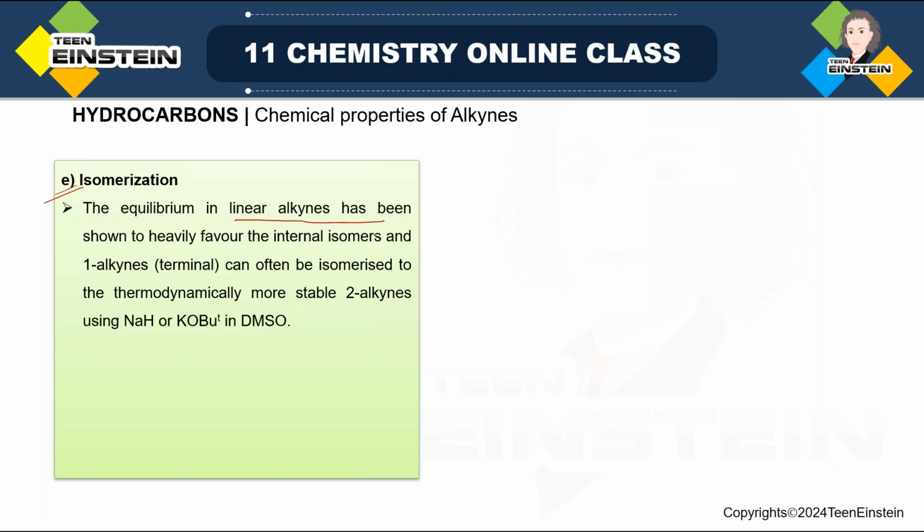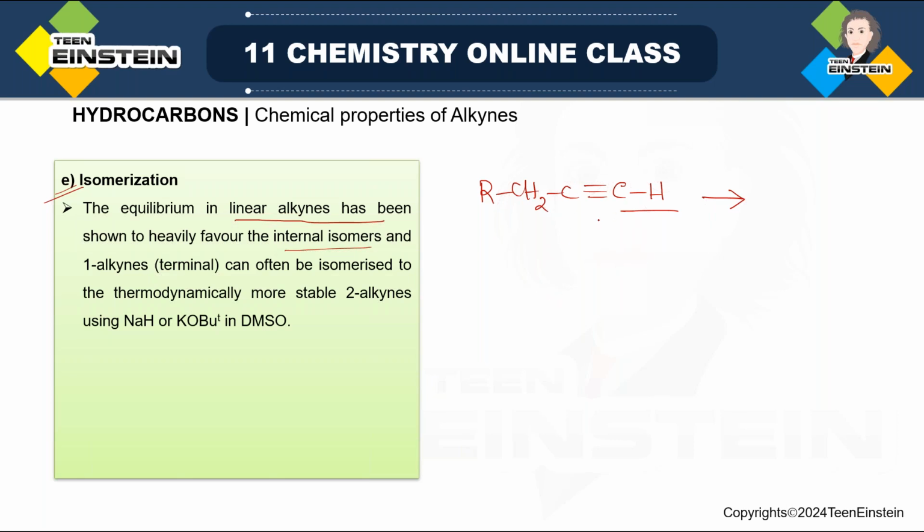The equilibrium in linear alkynes has been shown to heavily favor the internal isomer. So if you have any alkyne which is terminal, suppose we have RCH2-C≡CH. So this is terminal because here we have carbon hydrogen bond. The carbon which is triply bonded, with this H is attached. So that is why this is having terminal hydrogen. Heavily favor the internal isomer. That means if you consider the corresponding internal isomer.